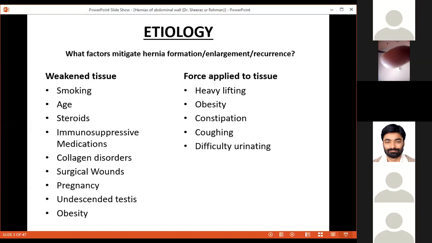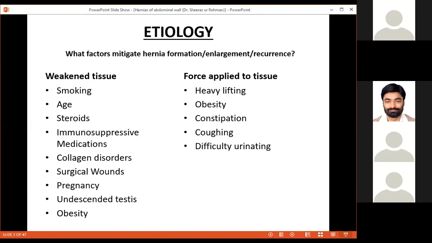modified. For example, a patient who has a collagen disorder, and a patient who is taking any drugs required to control his or her comorbids are some of the things which you might consider modifiable and non-modifiable. Some of the commonest risk factors that weaken the tissue are smoking. With respect to age, the tissue gets weak, the tensile strength goes down. Then the patients who are on steroids, immunosuppressive medications, collagen disorders.